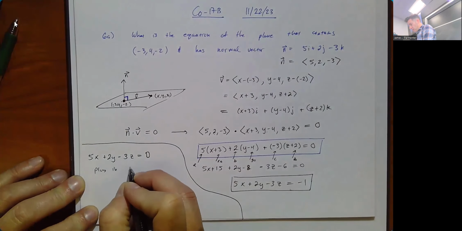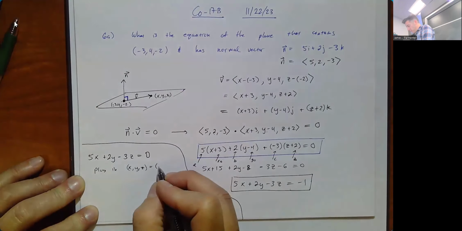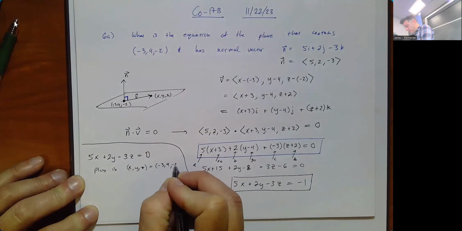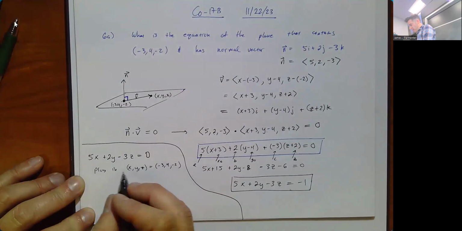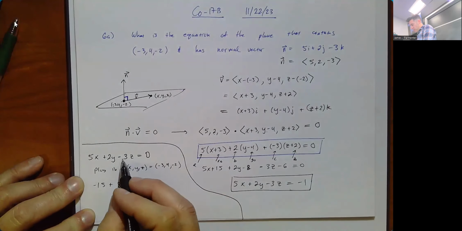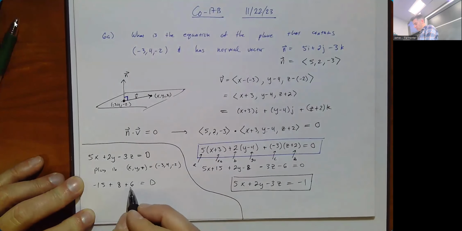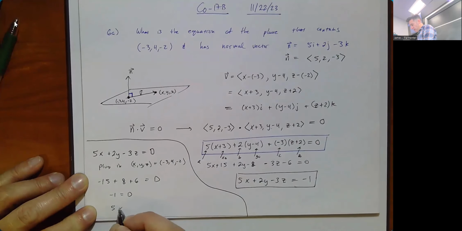Plug in x, y, z equal to negative 3, 4, 2. Sorry, negative 3, 4, negative 2. And then you're going to get 5 times negative 3 plus 2 times 4 minus 3 times negative 2. And negative 15 plus 14 is negative 1. So my equation is 5x plus 2y minus 3z equal to negative 1.